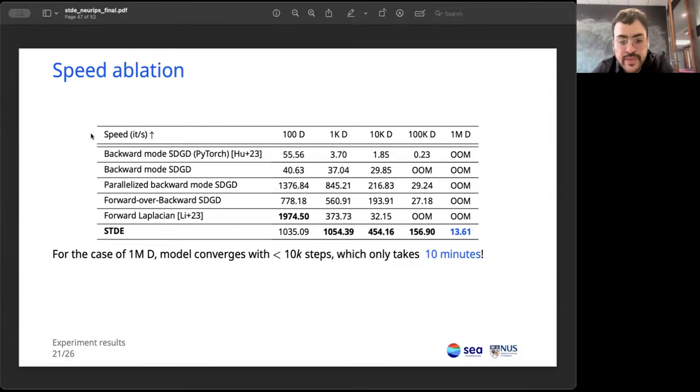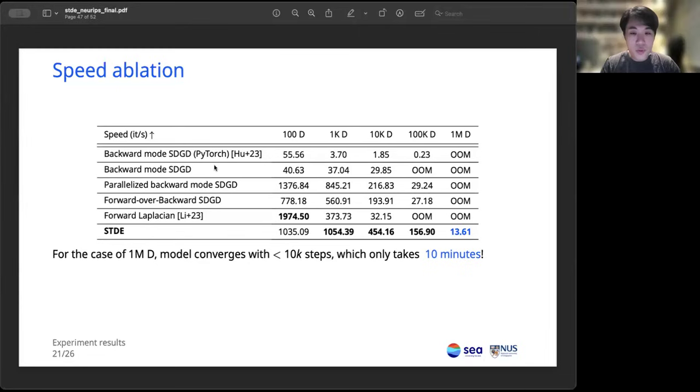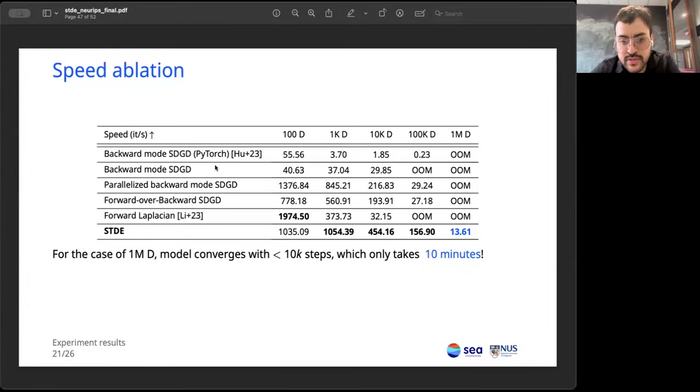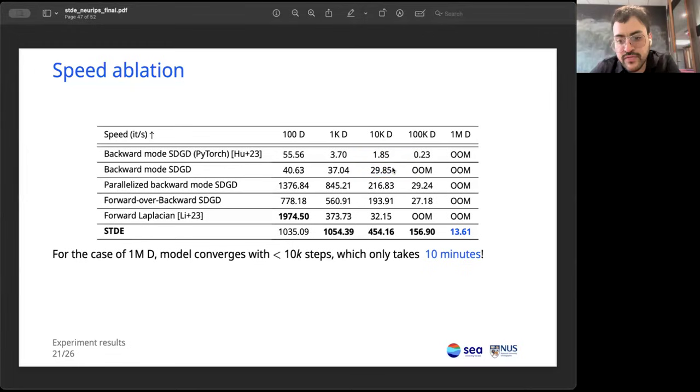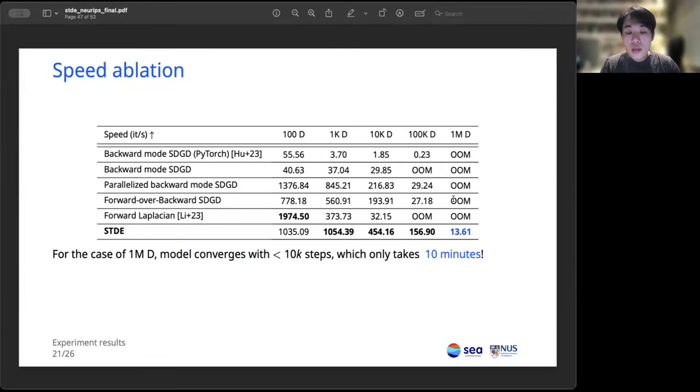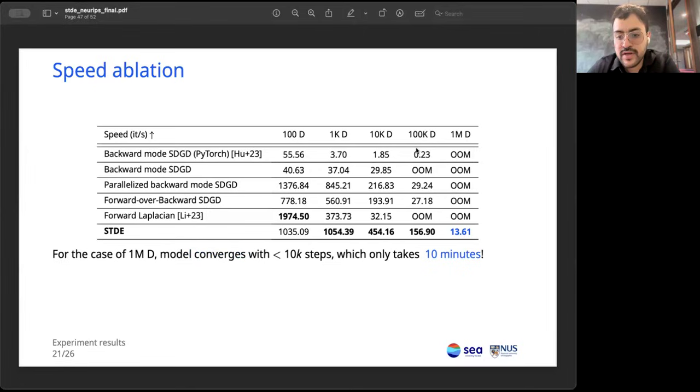And one question, so why do you run out of memory with JAX and you don't with PyTorch? So PyTorch handles it better somehow? You mean between the first and second line? Yeah, when you go to 100,000 dimension. So here, if you go to the fourth column, second row, it says OOM, right? It's out of memory.